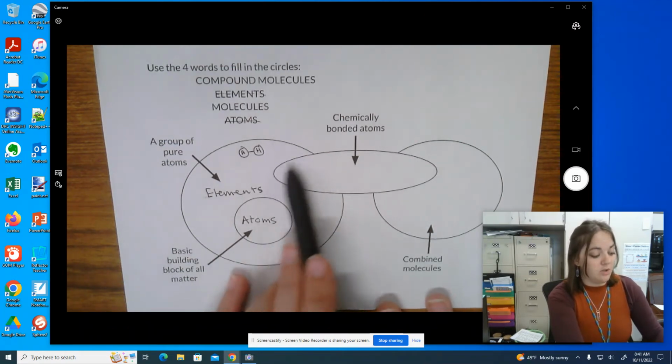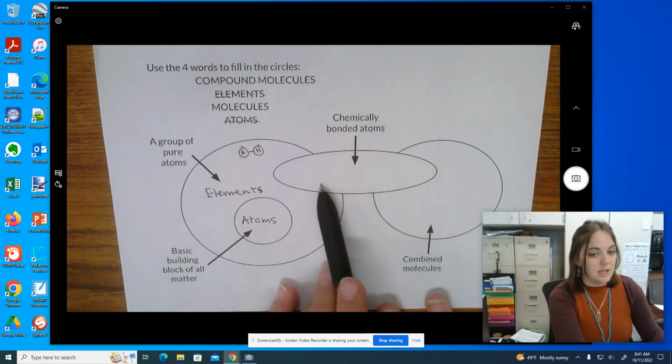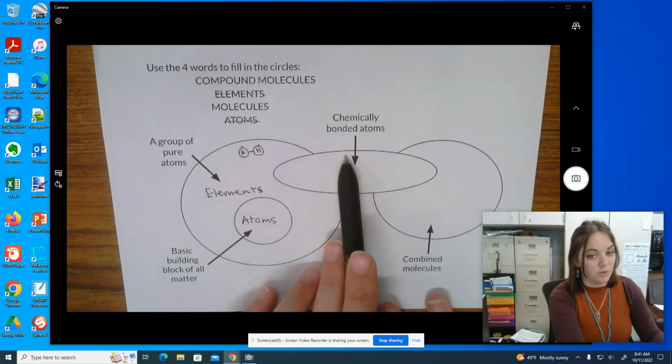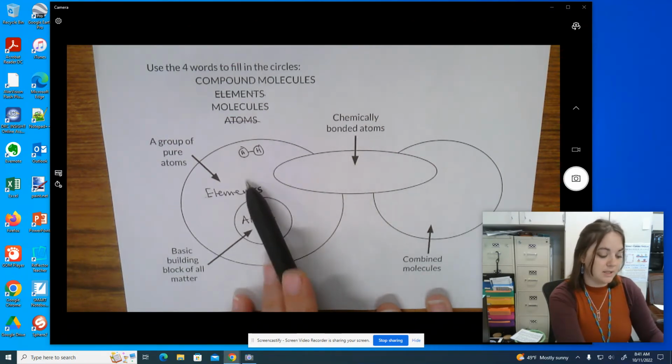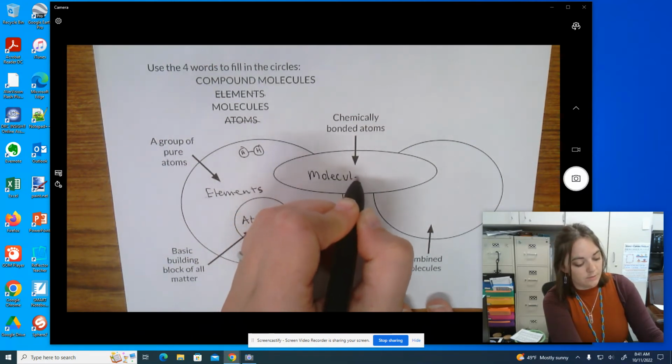So that's why this circle right here, called chemically bonded atoms, overlaps the elements, because some elements are molecules and some molecules are elements. So we're going to put molecules in this circle.